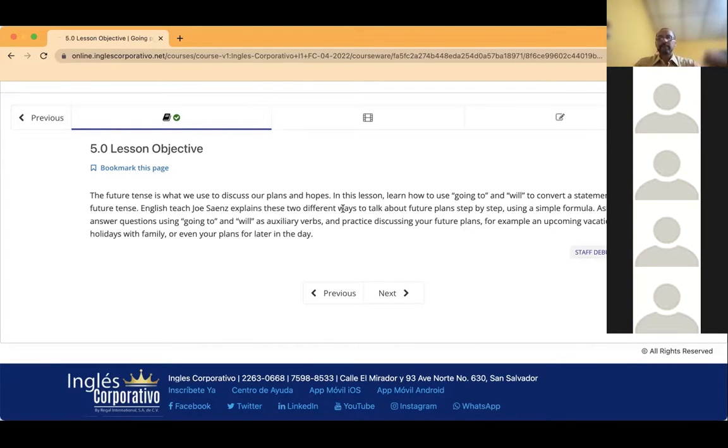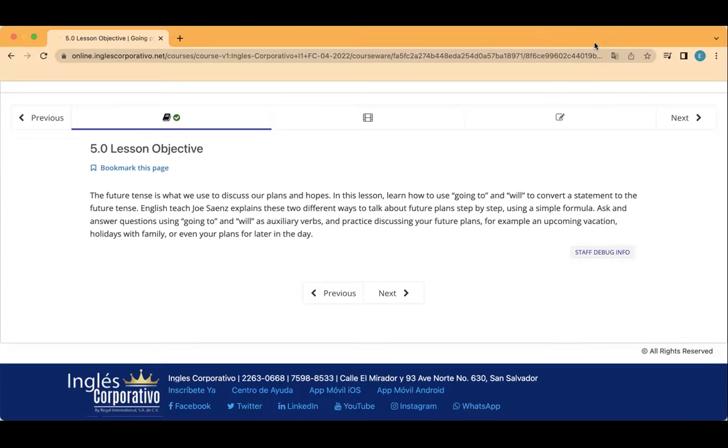Yes, teacher. Lesson objective. The future tense is what we use to discuss our plans and hopes. In this lesson, learn how to use going to and will to convert a statement to the future tense. English teacher Joy Sang explains these two different ways to talk about future plans step by step using a simple formula, asking and answering questions using going to and will as auxiliary verbs, and practicing discussing your future plans, for example upcoming vacation, holidays with family, or even your plans for later in the day.